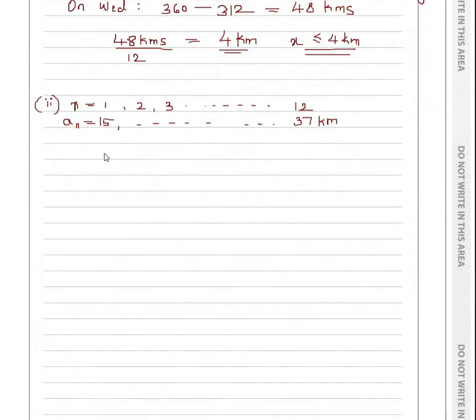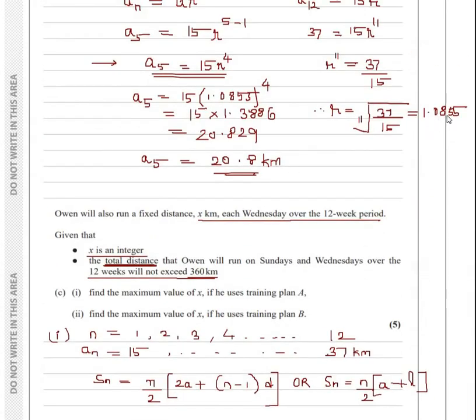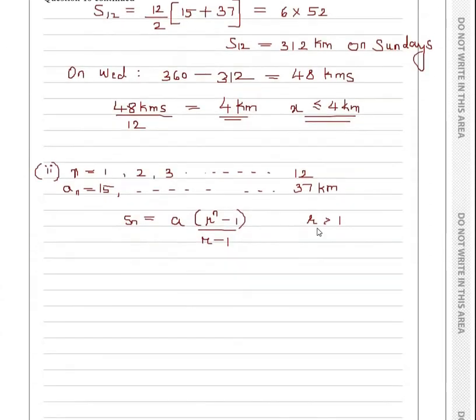So for the geometric sequences, the total distance or the sum is given as Sn is equal to a times r to the power of n minus 1 over r minus 1. I used this formula because here r is greater than 1. We had got our r in the previous answer as 1.0855. Since it is greater than 1, I use this formula. If it was less than 1, I would take it as a times 1 minus r to the power of n over 1 minus r. Since r is greater than 1 here, I'll be using this.